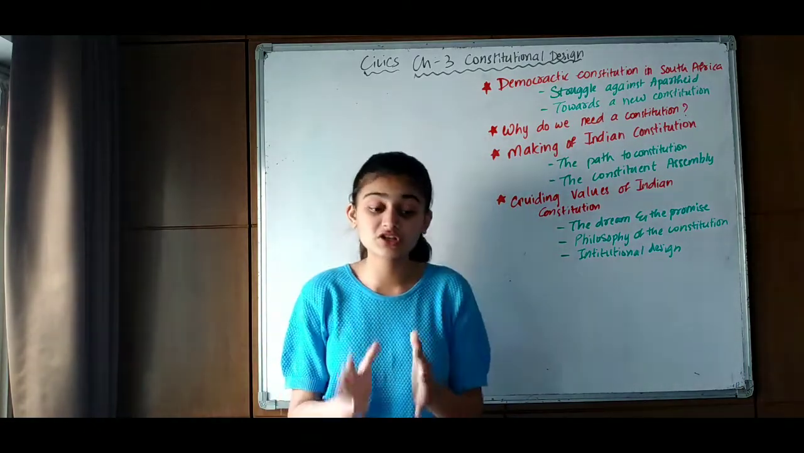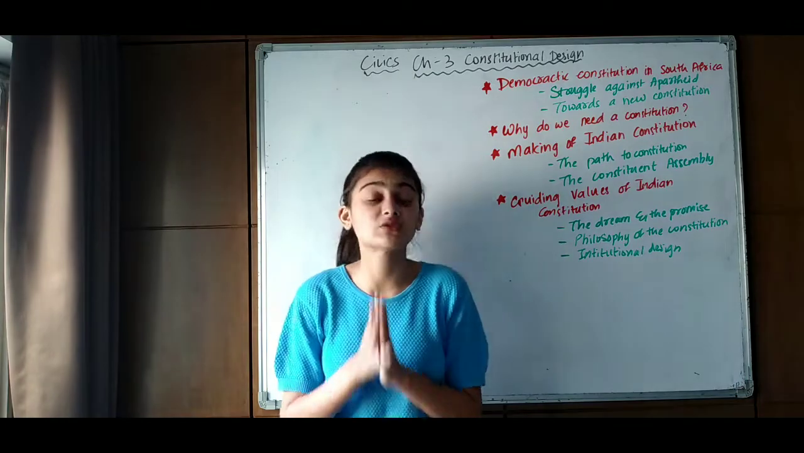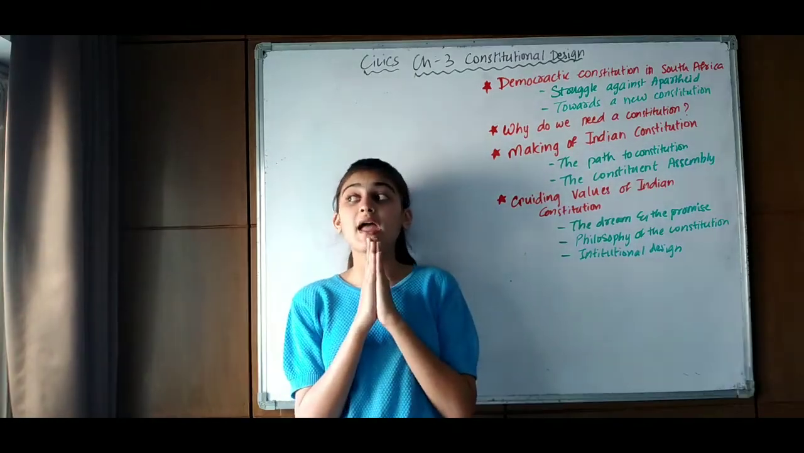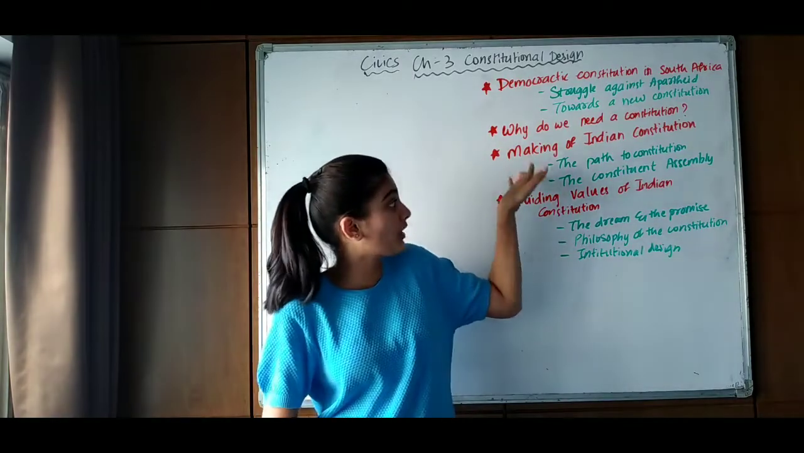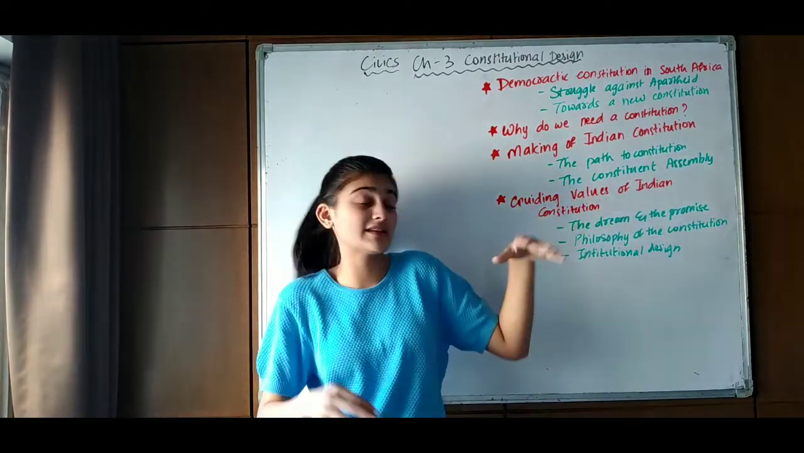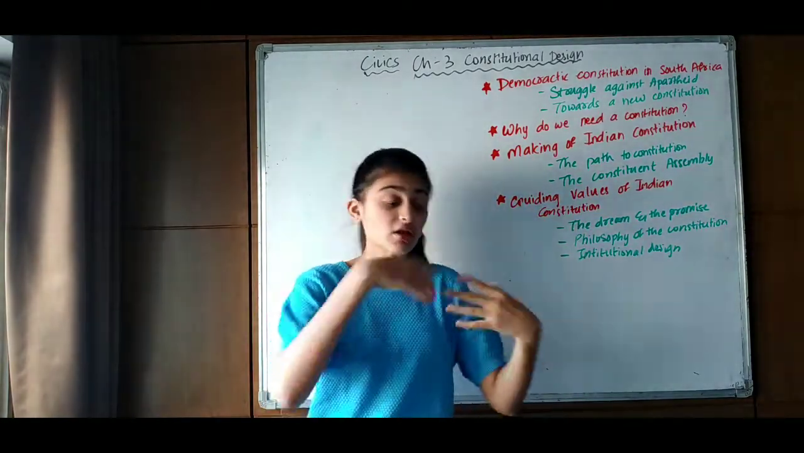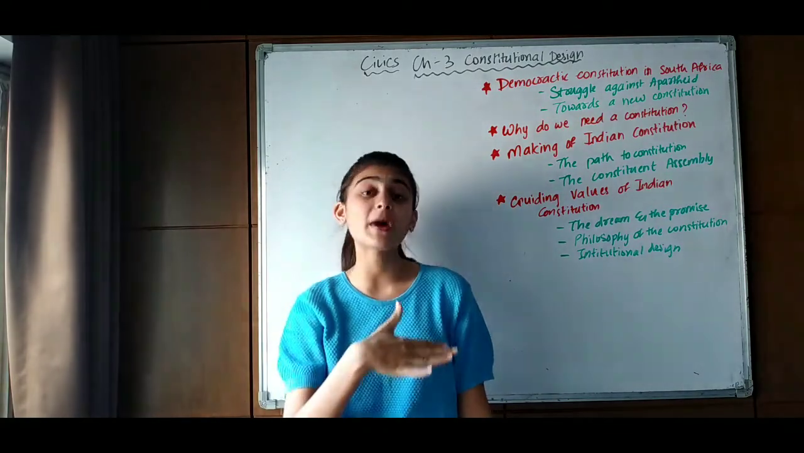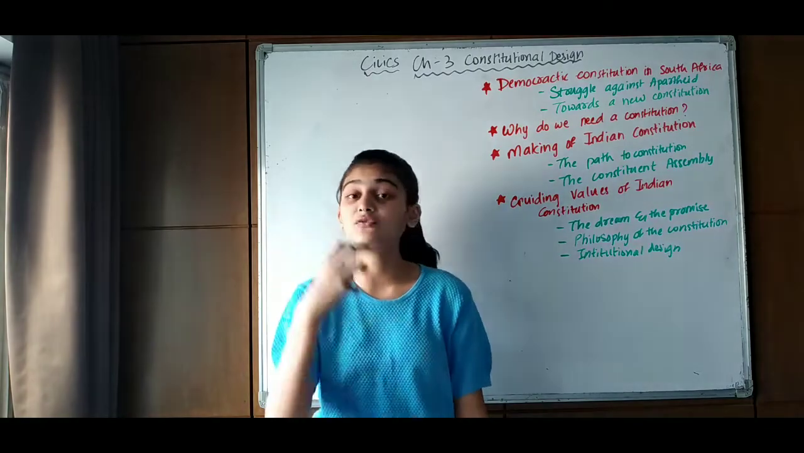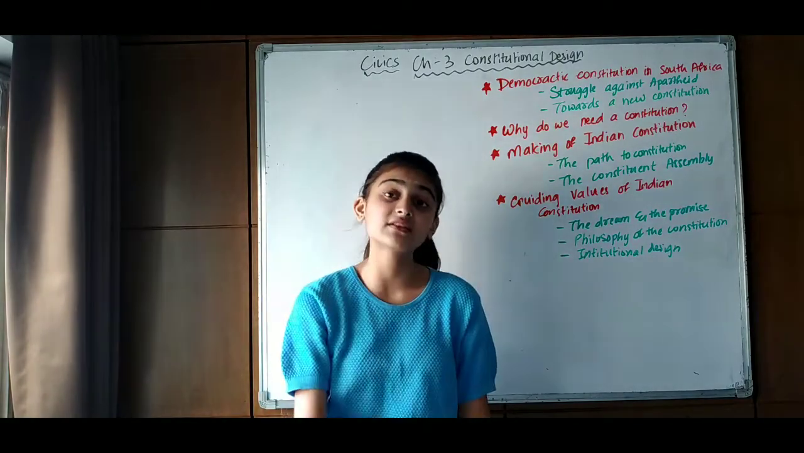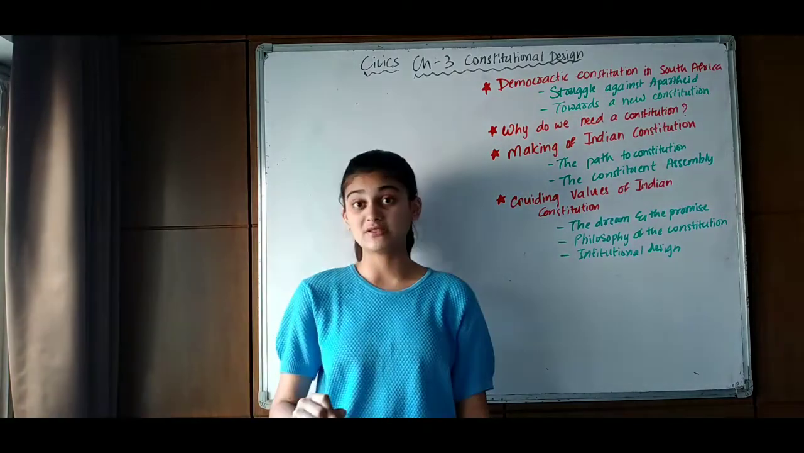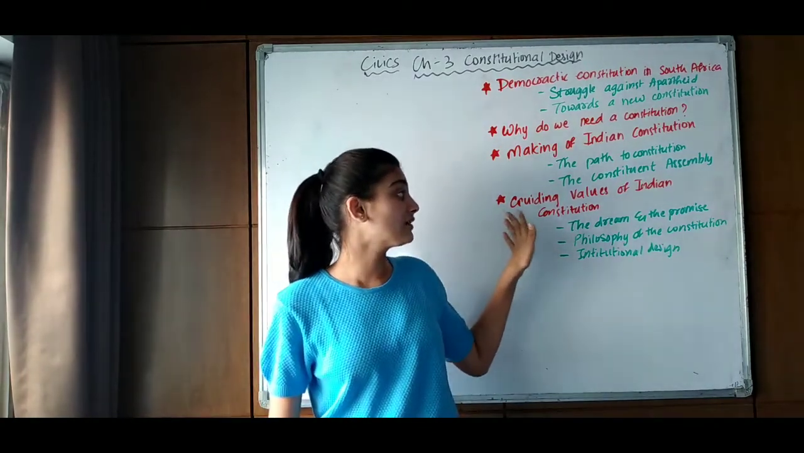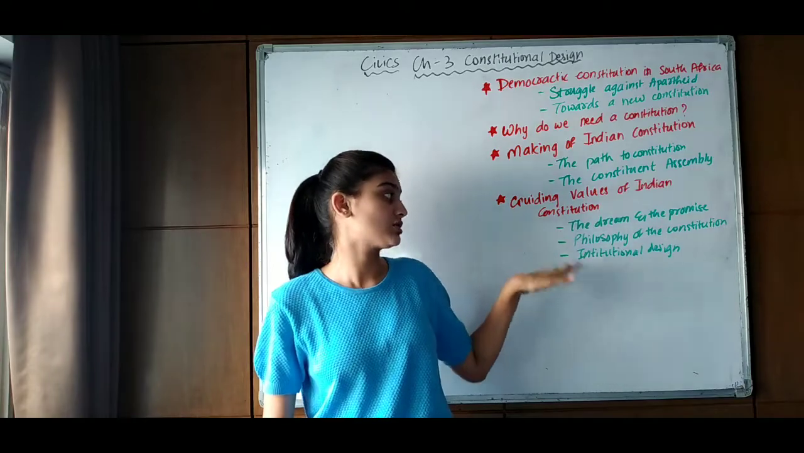And the person who wrote our constitution is Dr. B.R. Ambedkar. And this was all about the making of the Indian constitution. The Constituent Assembly had the members who made the Indian constitution. Mahatma Gandhi was not part of the Constituent Assembly, but his views were taken into consideration while writing the constitution. Then come the guiding values of the Indian constitution.